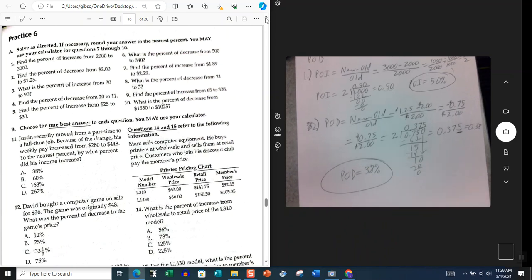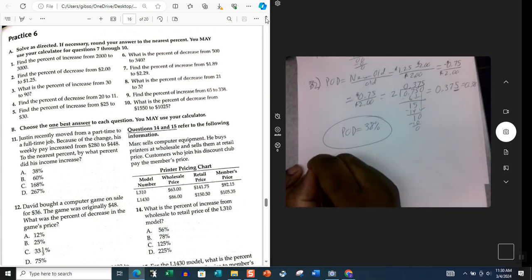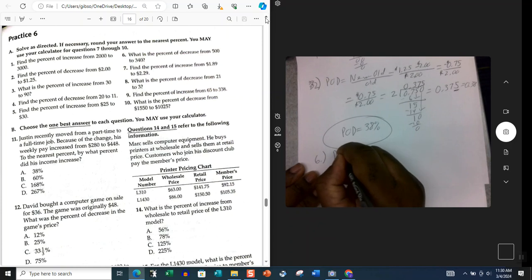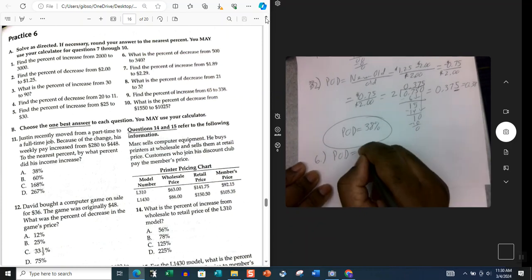That will be our percent of decrease. Now, the next problem, basically all the rest of them is the same. But I'll go on and do problem number 6. Problem number 6, it says it's percent of decrease. So it's the same formula.